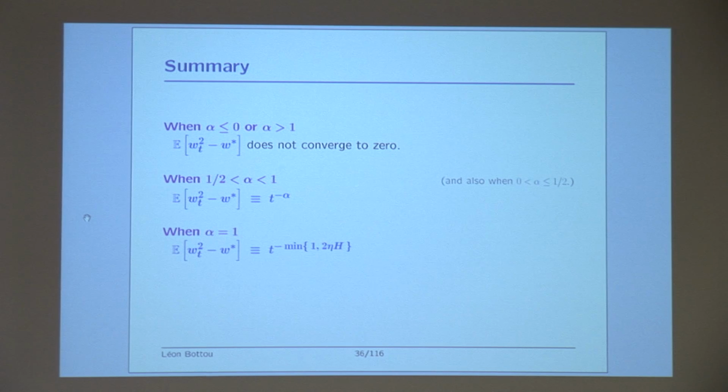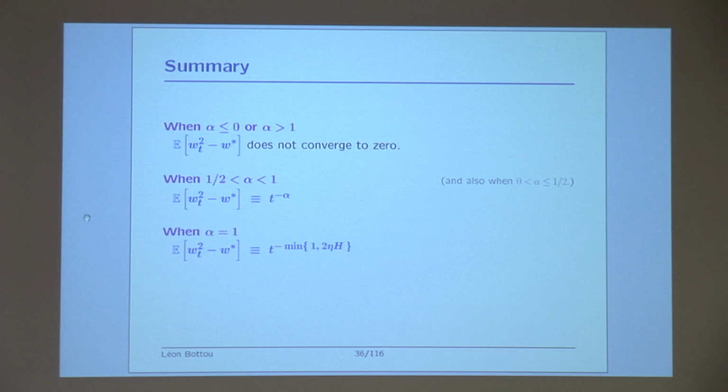When alpha is between 1/2 and 1, and also between 0 and 1/2, but I didn't prove that directly, it's just like t to the minus alpha. When alpha equals 1, it's t to the minimum of 1 and 2 eta h, because the first term goes like t to the minus 1, and the gain term like t to the minus 2 eta h. So I have these two terms to balance. And if you do simple stochastic gradient descent, you typically have these two terms to balance: the term that tells how the initial conditions are being washed away, and the term that characterizes how the noise enters the equation. And you have to balance them right.